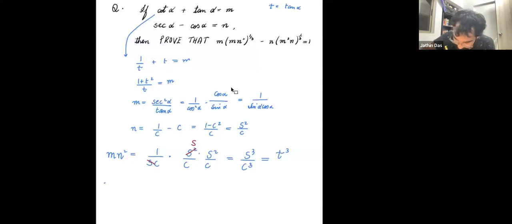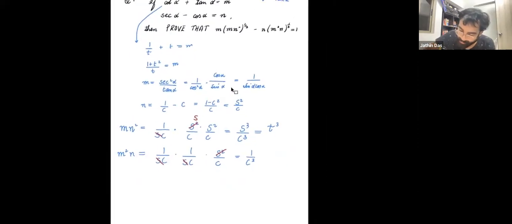Then m square n, let us see what you're getting. M square is 1 by sine into cos by 1 into sine into cos. And the n is sine square by cos. Anything will cancel? Yes, this and this will cancel. So it will be 1 by cos cube. That is also a perfect cube.